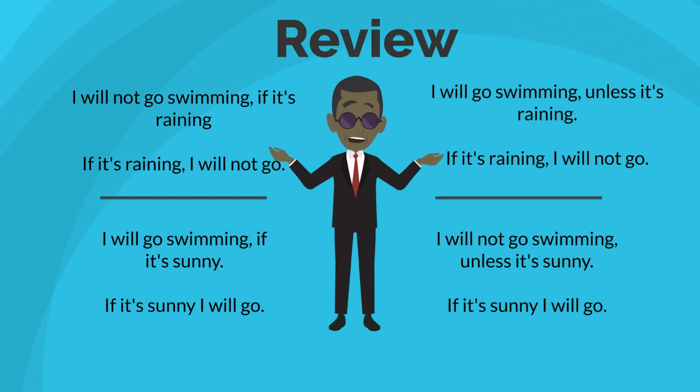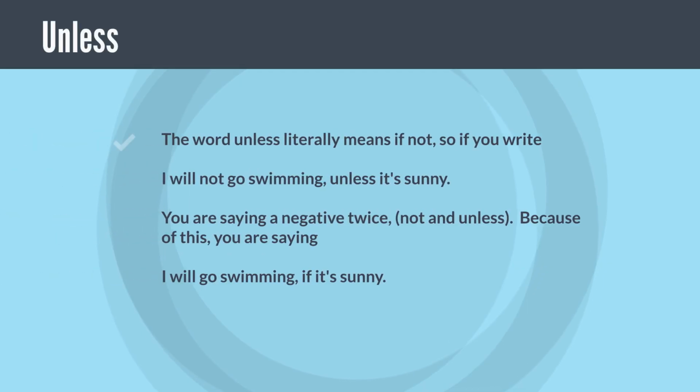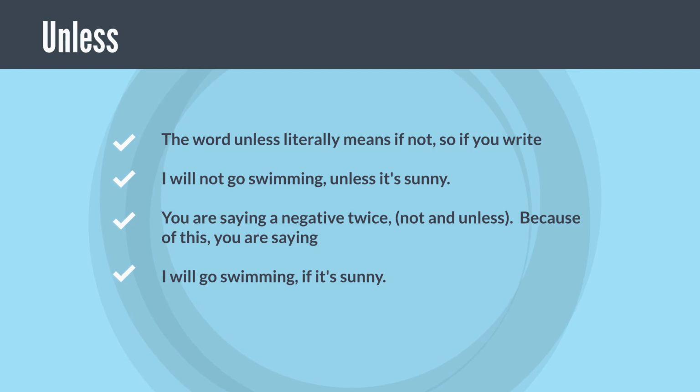I will go swimming, if it's sunny. If it's sunny, I will go. I will not go swimming, unless it's sunny. If it's sunny, I will go. The word unless literally means if not. So if you write I will not go swimming, unless it's sunny, you are saying a negative twice, not and unless. Because of this, you are saying I will go swimming, if it's sunny.